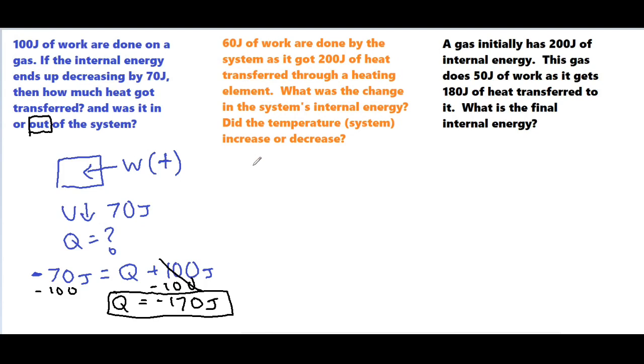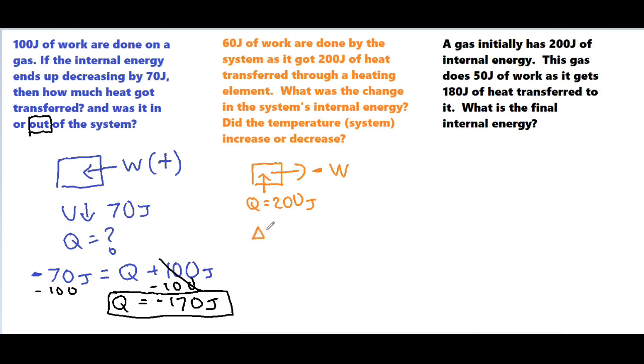We have 60 joules of work done by the system. Okay, so that means that the gas is doing work. So then that means we have energy being transferred out into our surroundings. And we have 200 joules of heat being transferred into the system through a heating element. What was the change in the system's internal energy? Did the temperature of the system increase or decrease?